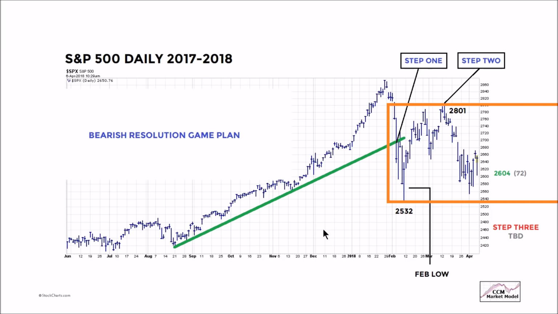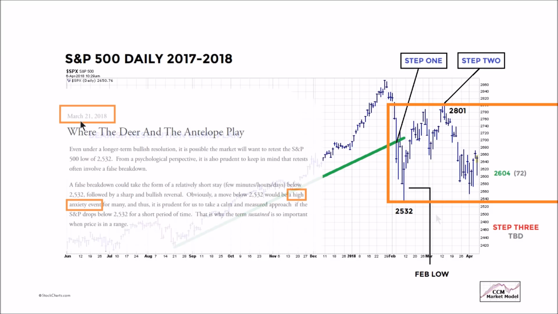Let's talk a little bit about our game plan under a bearish resolution. On March 21st, 2018, on Short Takes, we noted that if we started to move back toward 25.32, that would be a high anxiety event. Therefore, the fact that trading was difficult and uncomfortable during the session on April 6, 2018 is really not surprising at all. In fact, it's following the post-plunge script that we've been talking about literally for weeks now.